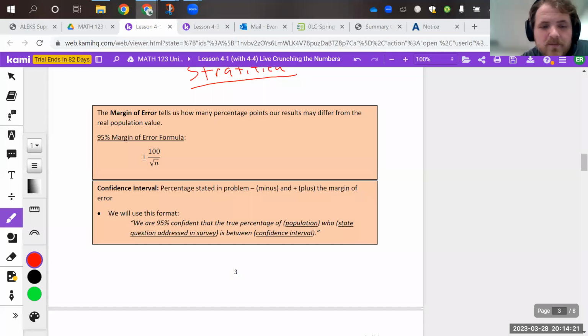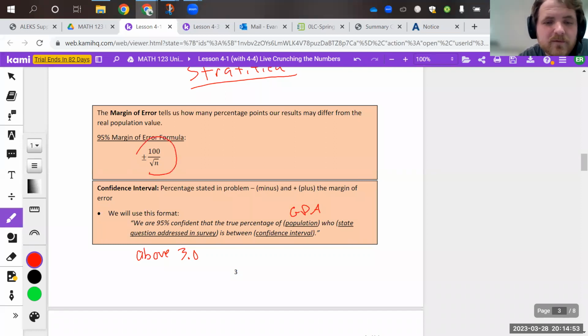So our confidence interval, we will be 95% confident that the true percentage of the GPAs that were maybe above a 3.0 is between 50 colleges and 65 colleges or something like that is maybe how we would answer that.